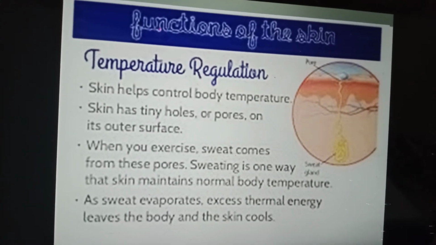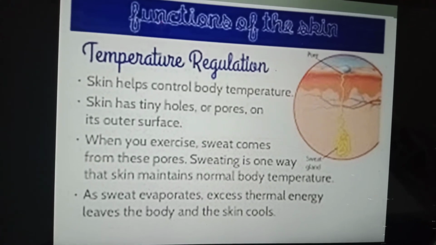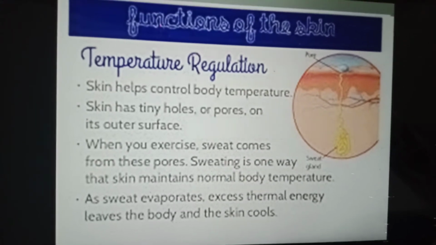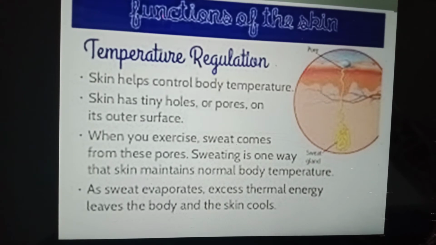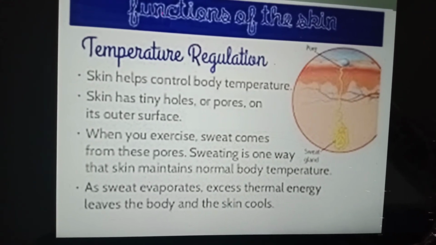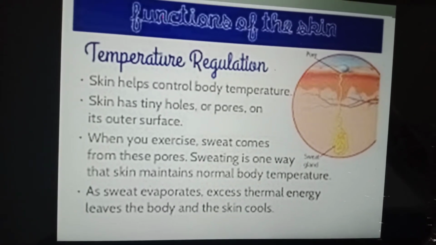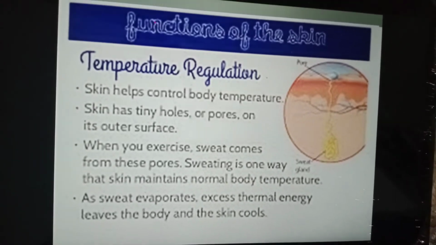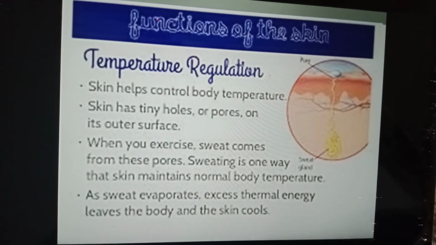Functions of the skin. Temperature regulation. Skin helps control body temperature. Skin has tiny holes or pores on its outer surface. When you exercise, sweating occurs from these pores, and sweating is the way through which skin maintains normal body temperature, and it leaves a cooling effect on your skin.